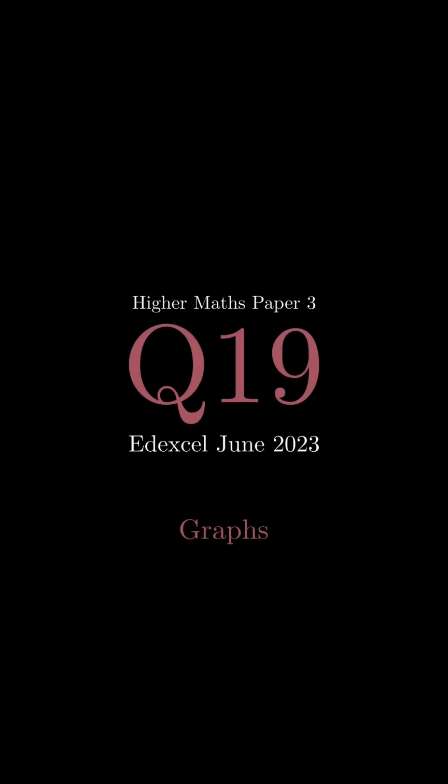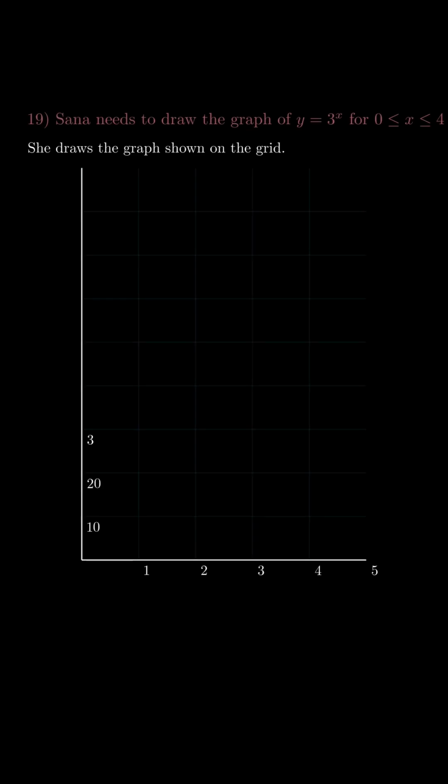Question 19. Sana needs to draw the graph of y equals 3 to the power of x for x between 0 and 4. She draws the graph shown on the grid. Write down one thing Sana has done wrong.